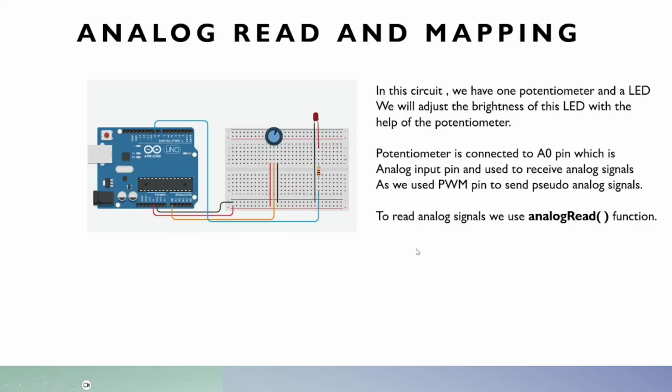An analog input pin is used to receive analog signals, as we used PWM pins on the right side to send pseudo analog signals. To read digital signals we use digitalRead, but to read analog signals we use the analogRead function. Similar to digitalRead, it takes the pin number.